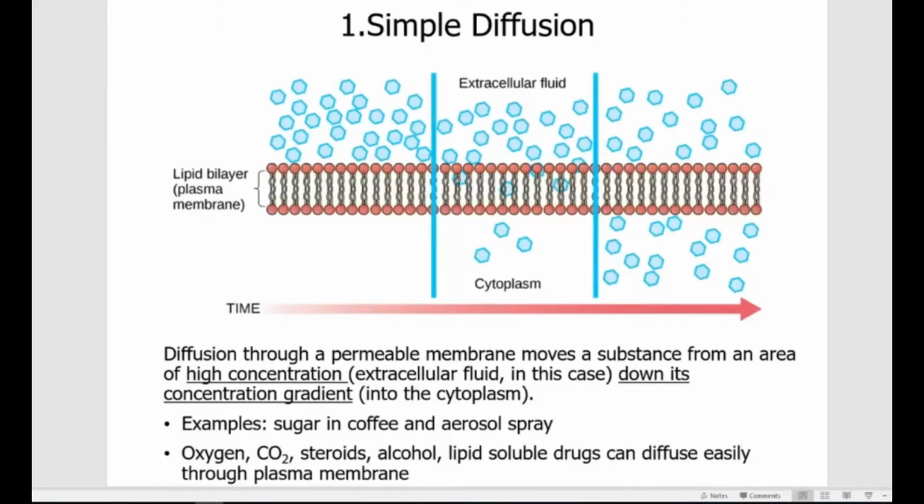Okay, so let's look at a couple of examples. So we say in passive transport, molecules move from higher concentration to lower concentration. So this is what happens. Okay, so let's say this is the plasma membrane. This is the extracellular space, outside the cell. This is the interior of the cell, intracellular.